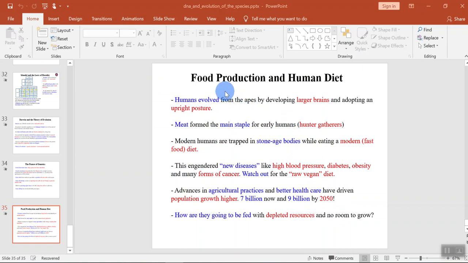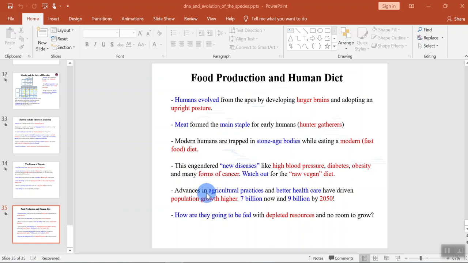Here we're talking about food production and human diet. Humans evolved from the apes by developing larger brains and upright posture. Meat formed the main staple for humans. They were hunter-gatherers. Modern humans are trapped in Stone Age bodies while eating a modern diet. So this causes new diseases like high blood pressure, diabetes, obesity, and many forms of cancer and so on.